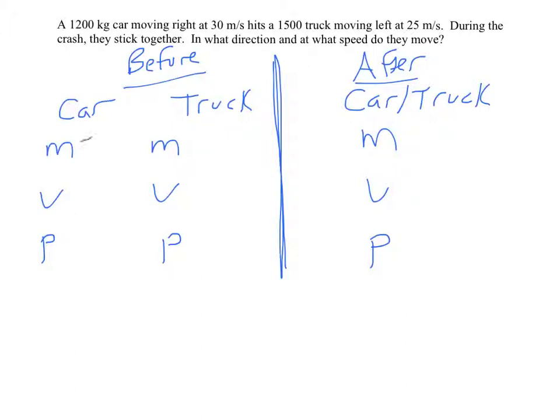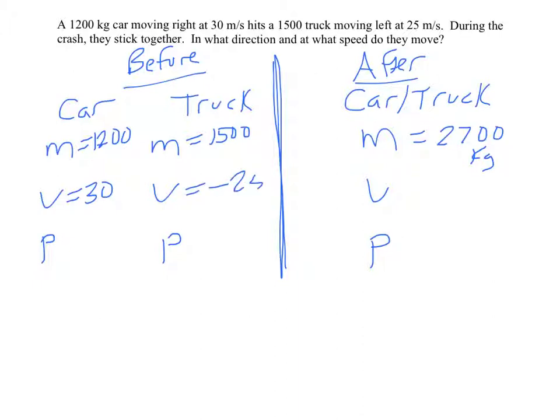So we've got the mass of the car, which is 1,200. We've got the mass of the truck, which is 1,500 kilograms. Together, they crash into each other. Their masses combine, so they will be 2,700 kilograms. And they will have the same velocity. So the car is moving right at 30 meters per second, hits the truck moving left, that's going 25, so negative 25.